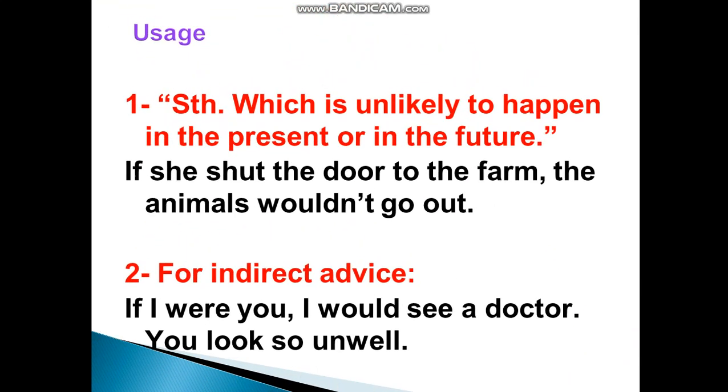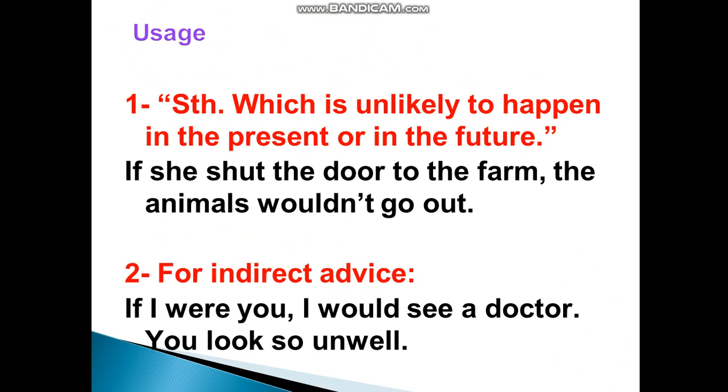Let's have a look at the usage. As I told you before, something which is unlikely to happen in the present or the future. Unlikely here means it is hard, or sometimes it is impossible to happen. Like, if she shut the door to the farm, the animals wouldn't go out. That means she didn't shut the door and the animals went out.